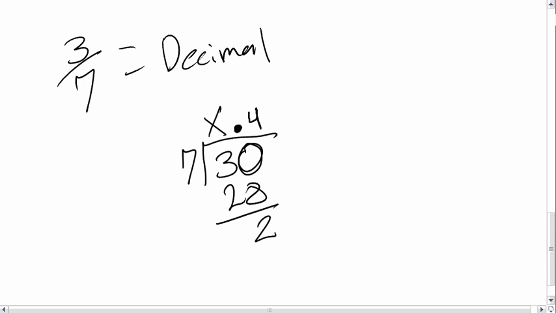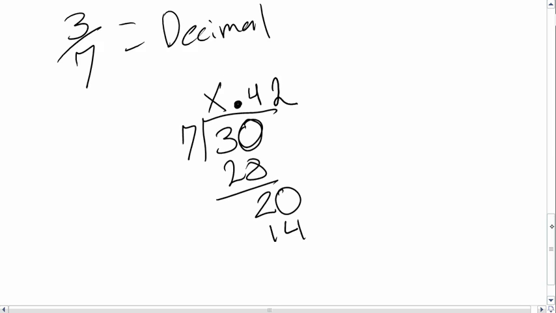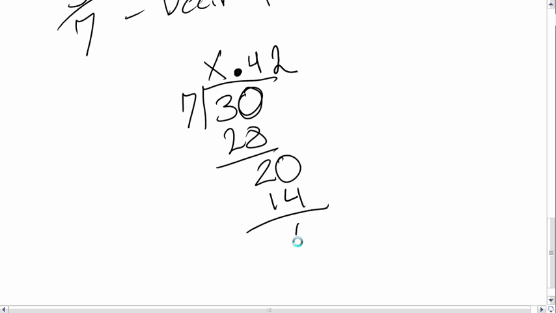Then you're going to bring the 2 down, but 7 can't go into 2, so you're going to add a 0 again. Because imagine this is all zeros up here because it's infinite. So you're going to do 7 into 20, which is 2. 2 up here, and that is 14. And that would be 6.